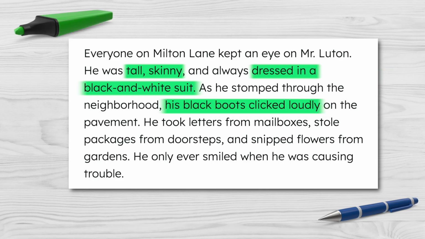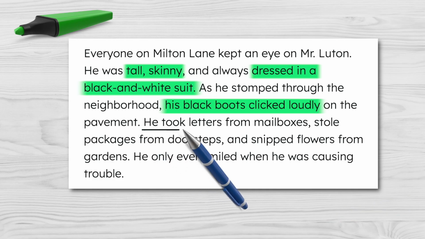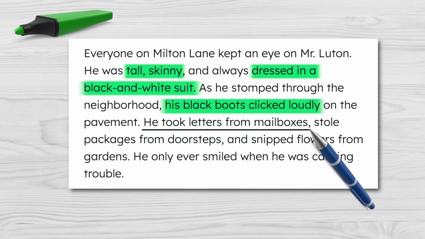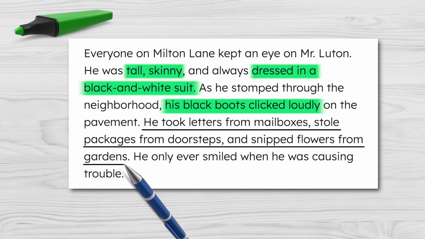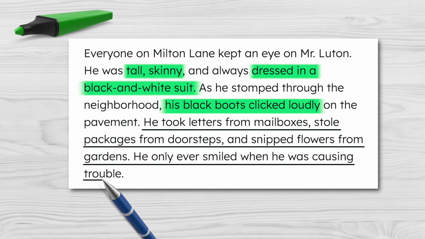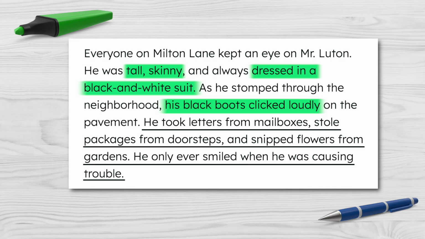What about his role in the story? Let's look at his actions to figure it out. He takes letters from mailboxes, steals packages, snips flowers, and only smiles when he's causing trouble. What do these details tell us about what type of person Mr. Luton is? These details show us that his role is probably someone who causes problems. In fact, he might even be the villain.